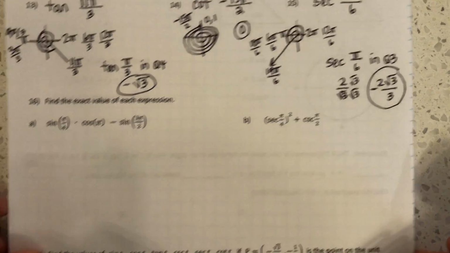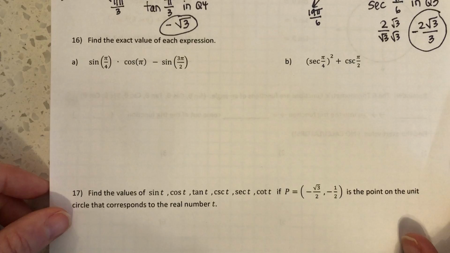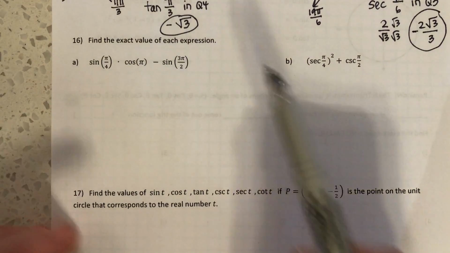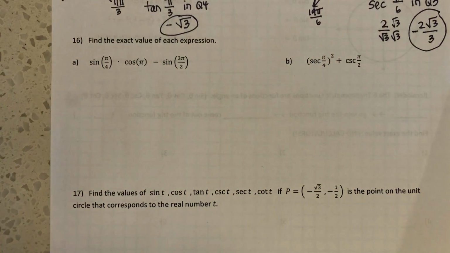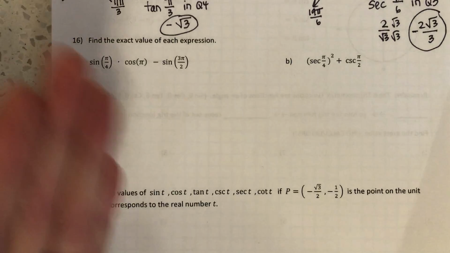Okay. All right, here's some different ones. They just tried to give you, same thing, you're still going to have to find these exact values. They're just giving them to you in like a little expression. So just handle them one part of the expression at a time.